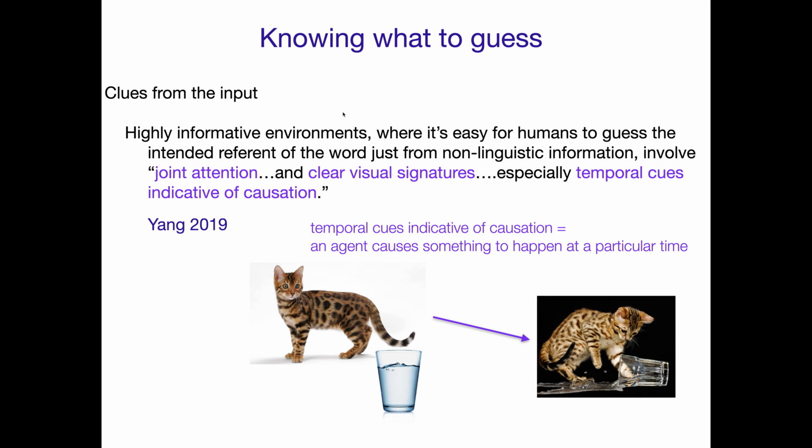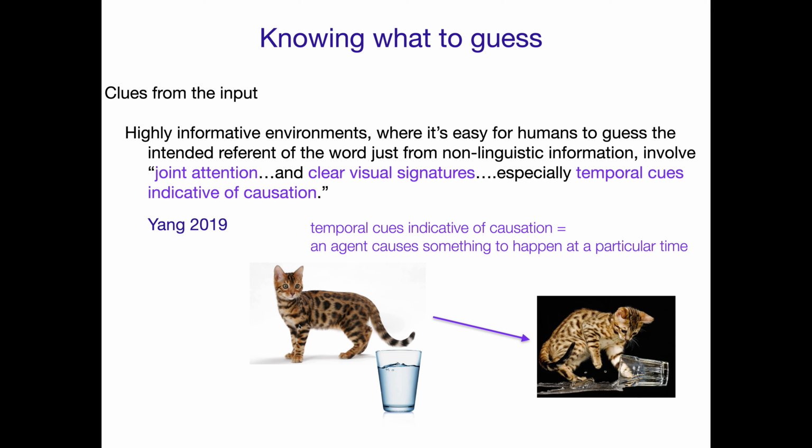So some other types of clues that children key into, which maybe sometimes comes through in discourse with the sequence of utterances, but given how often parents talk about the here and now, the visual salience of the things that we're talking about, the reference, seems to matter a lot, right? So highly informative environments where it's easy for humans to guess the intended referent, just from the non-linguistic information available, involve a joint attention with clear visual signatures, especially in this particular study, temporal cues that are indicative of causation. What does that mean?